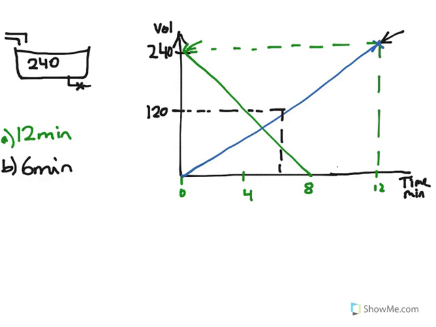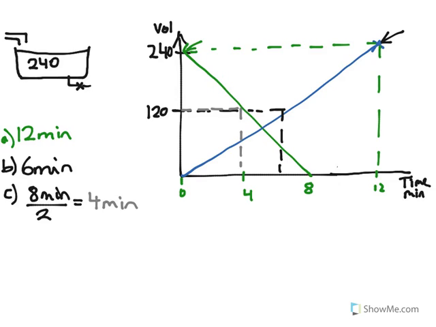How long time does it take for half of the water to run out? Well, if it takes 8 minutes for all of the water to run out, it's going to take 8 minutes divided by 2 for half of the water to run out. And we can also look at that from the graph. We go to the point 120, go along until we meet the green graph, which is the one that's showing the running out, and we can see that at 4 minutes half of the bath has emptied.